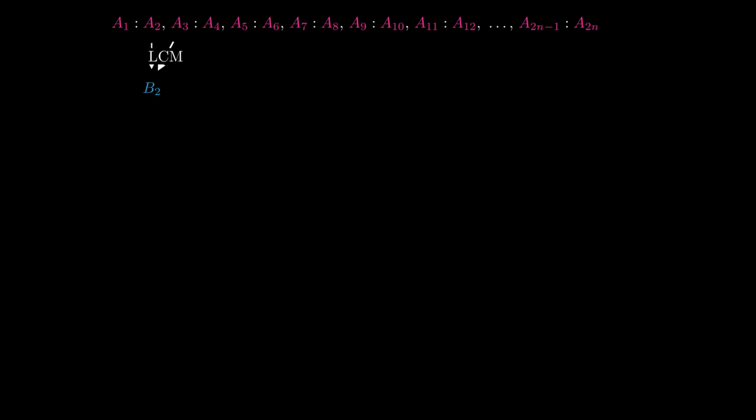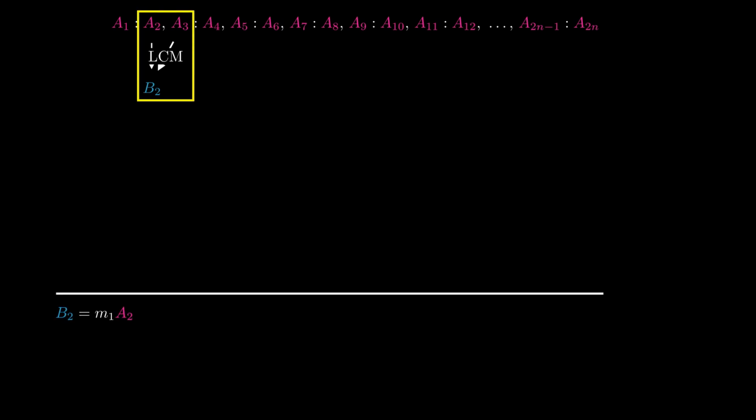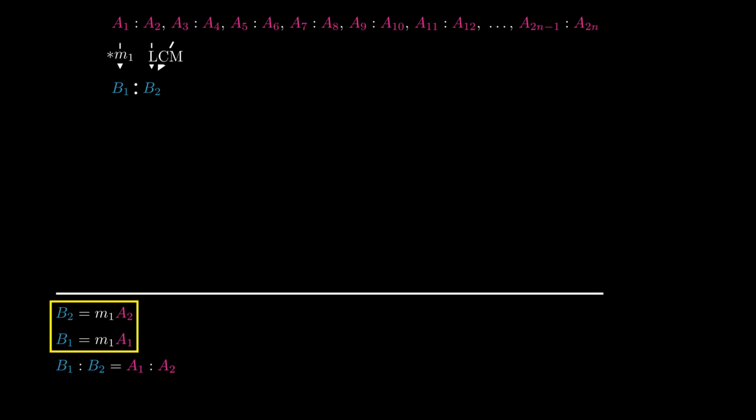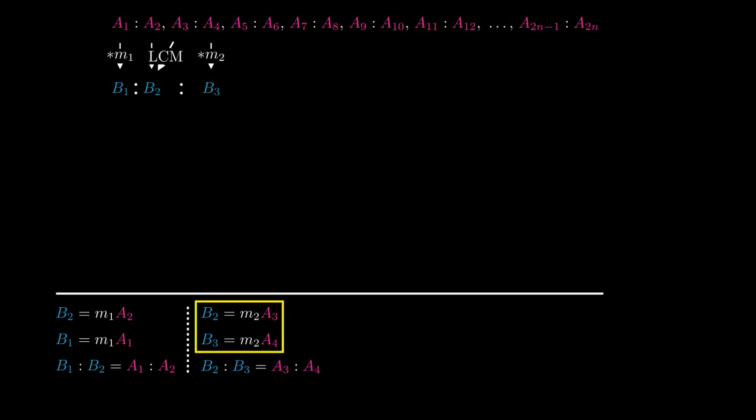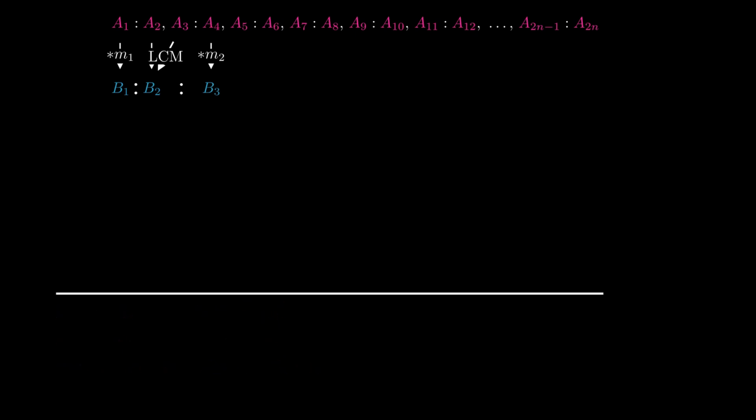First, let b2 be the least common multiple of a2 and a3. Then we can write b2 as m1 times a2, and let b1 equal m1a1, so that b1 to b2 is proportional to a1 to a2. We can also write b2 as m2 a3, and let b3 equal m2 a4, so that b2 to b3 is proportional to a3 to a4. We thus have two of the given ratios covered, with our continued proportion b1 to b2 to b3. We now need to cover our third given ratio.